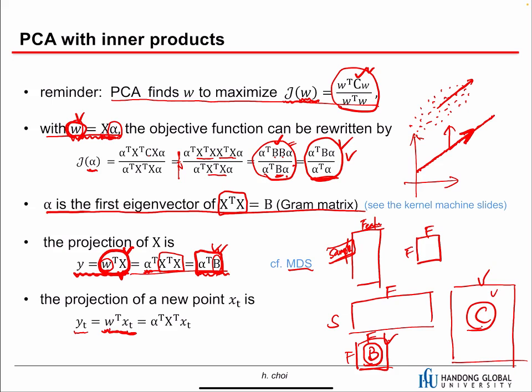That's it. But if we have a PCA solution based on the inner product, then it's a little more complicated because W is X alpha. It looks like this, and if we don't have W based on the covariance matrix, then we have this, and we have to multiply x sub t by this vector and matrix.